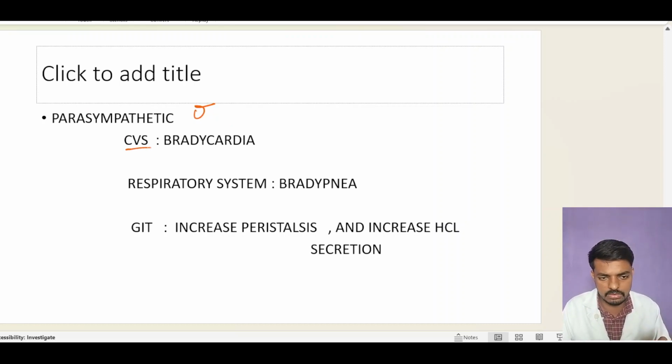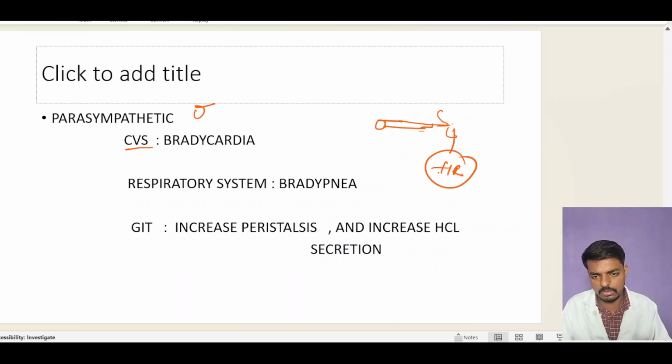For some patients that we are checking, I will tell you in a clinical question: while checking the rectal temperature of the patient with a thermometer. When we insert the thermometer in the rectum of the patient, we need to assess the heart rate of the patient. Why? Very important. Why? Because there is a highest chance of stimulation of the vagus nerve.